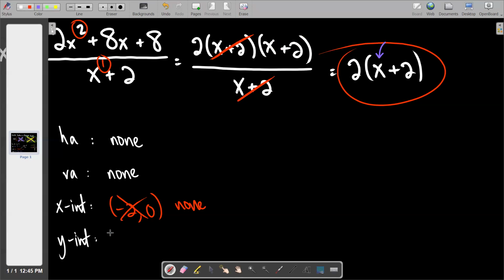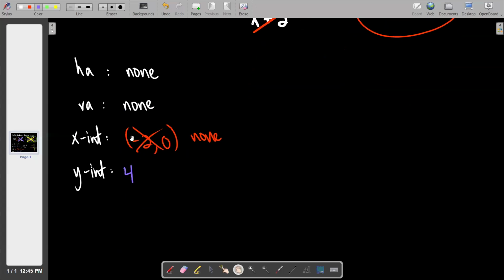You get 4. And actually, I think I'm going to stick with my x-intercept. I think I like it. I don't think I'm going to talk myself out of that one. And I'll tell you why here in a sec.